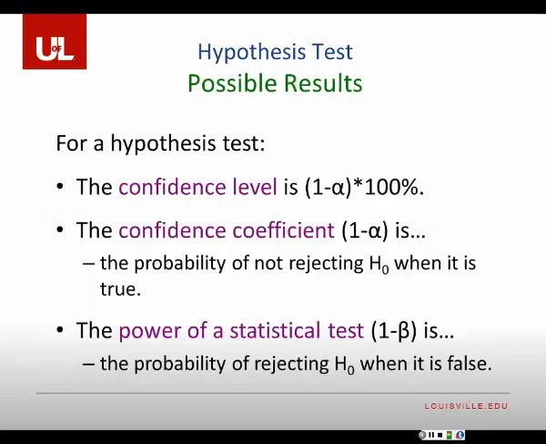So here are some possible results for a hypothesis test. The confidence level is going to be 1 minus alpha times 100%. So that's where you hear my 99% confidence level, my 98% confidence level, 95, 90. The confidence coefficient is 1 minus alpha. It's the probability of not rejecting the null hypothesis when it's true. And the power of a statistical test is 1 minus beta.